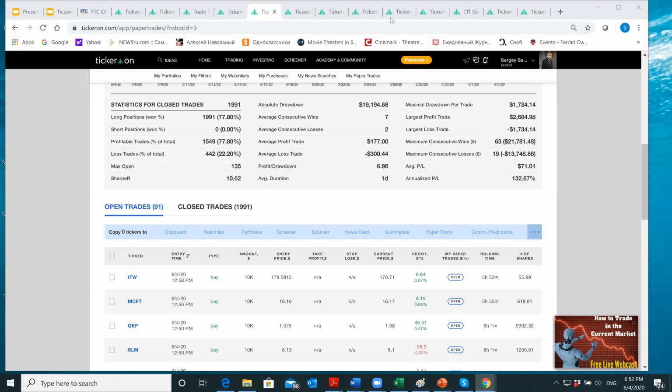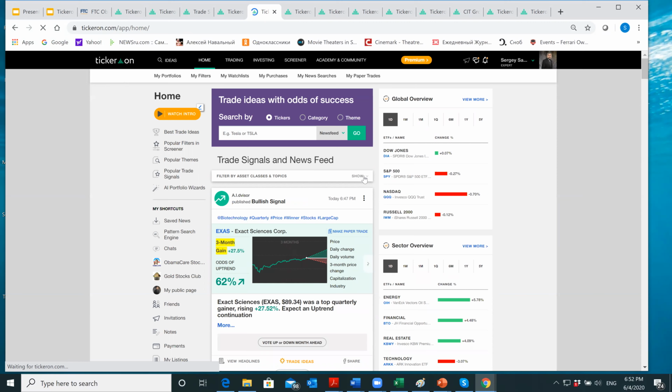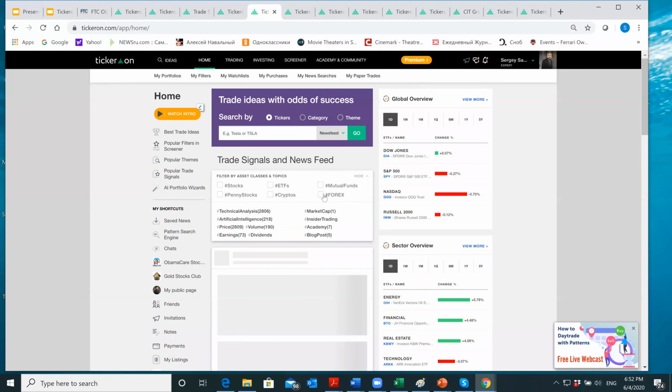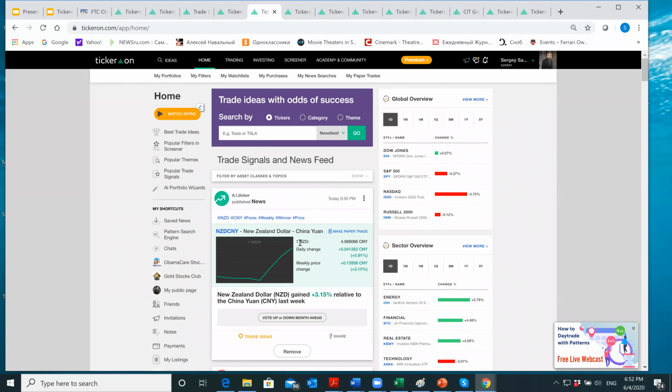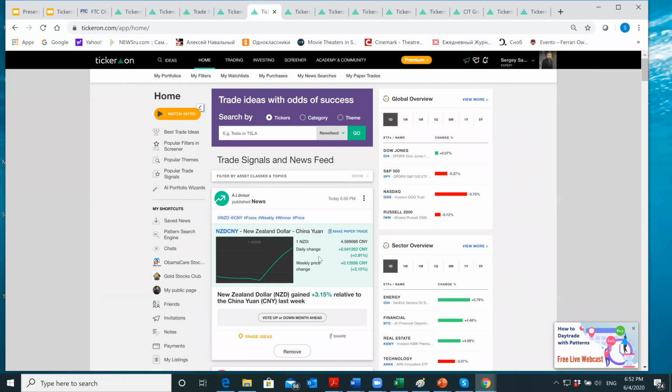So one more. Okay. Thank you. Does this work with Forex? Yes, it does. Okay. So what you do, you go home, and then open here. You can select, let's say, classes of assets. You see, I put it here stocks. I switch it to Forex. Now my news feed is totally about Forex. Okay, it's totally reconfigured to Forex.